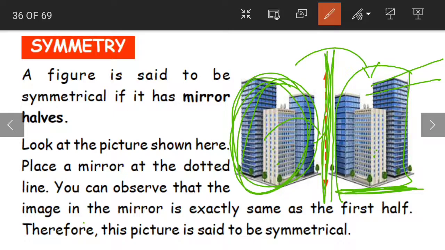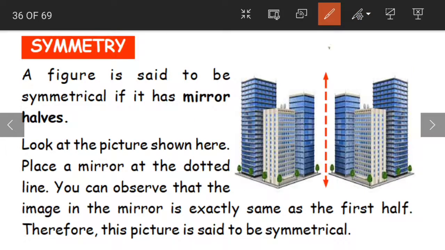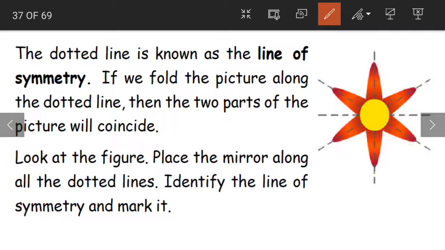So when we have such figures, then we call them symmetrical figures. This concept is known as symmetry. When we can find out the mirror half of the image along a dotted line, this line becomes the line of symmetry. Let us look at another picture. The dotted line is known as the line of symmetry. If we fold the picture along the dotted line, then the two parts of the picture will coincide.